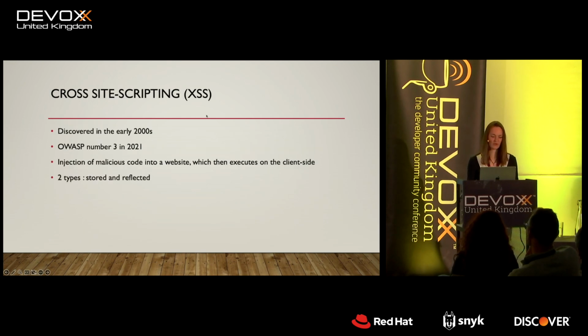Now moving on to cross-site scripting. Cross-site scripting is a very interesting one. It also got discovered in the early 2000s. It's also part of the injection family as of the new 2021 top 10 list. Before it was a separate category, but they decided to add it to the injection family. So cross-site scripting is an injection of malicious code into a website, which then executes on the client side.